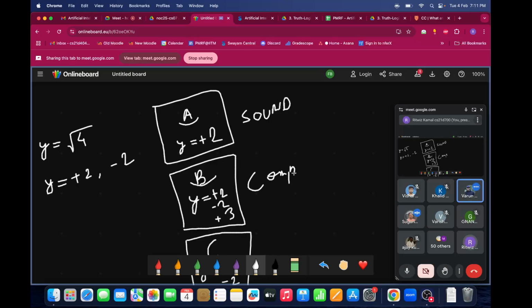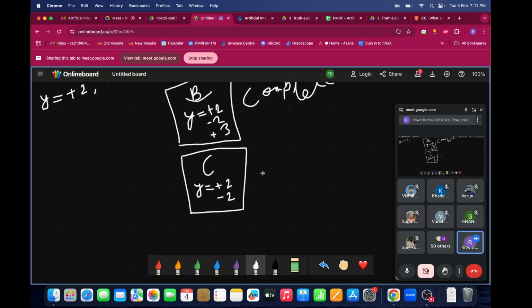Yes. So A is sound because it derived one statement, and whatever it derived was true. That made it sound. The reason why B is not sound is because it also derived a statement that is false, which is y equals plus 3. But other than that, it derived all the possible sentences that could have been true, which is y equals plus 2 and minus 2. So this is complete, and C is both sound and complete because it derived all the sentences that could be true, and it derived only true statements and nothing that is false.